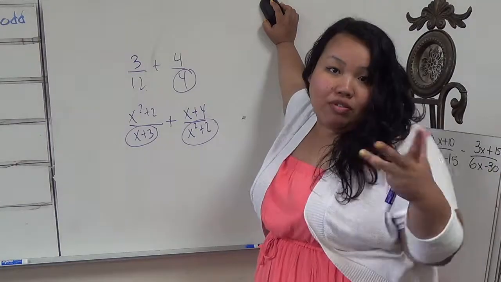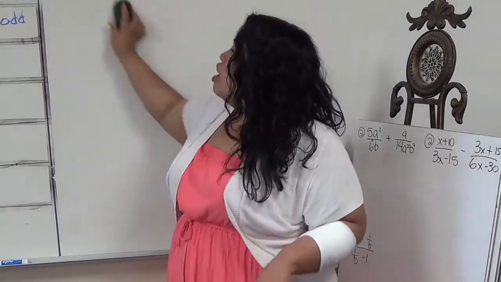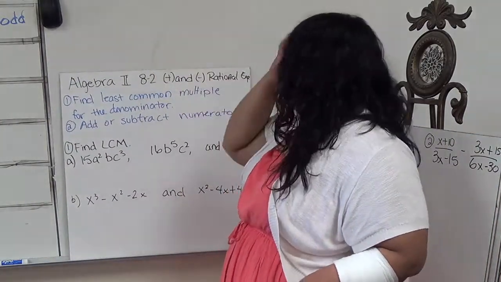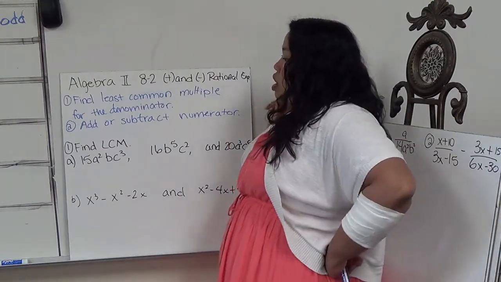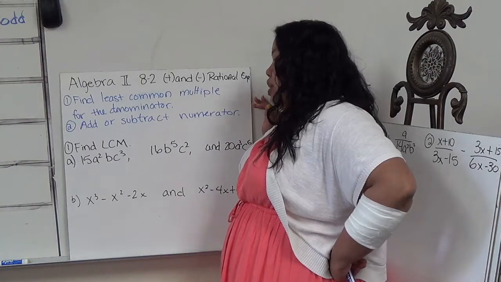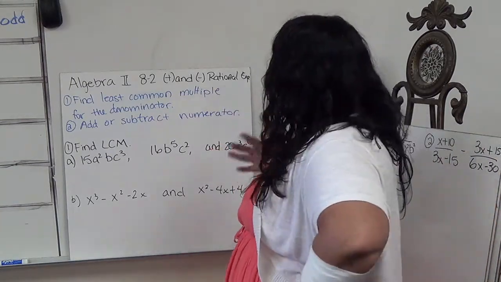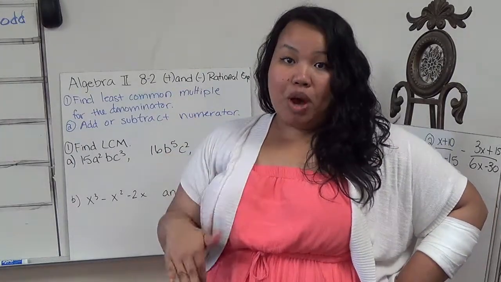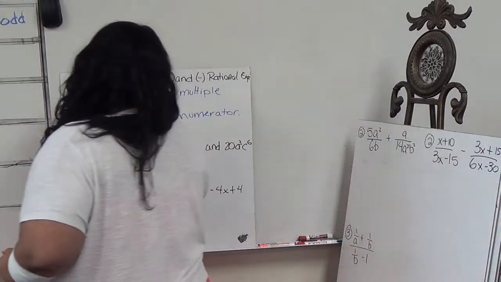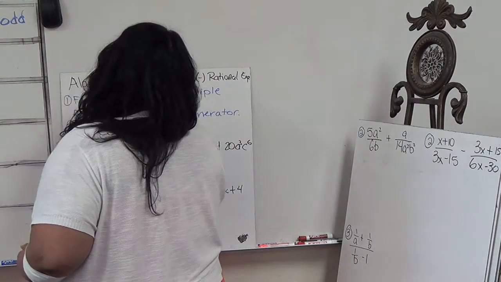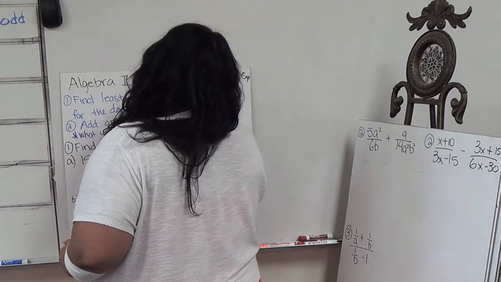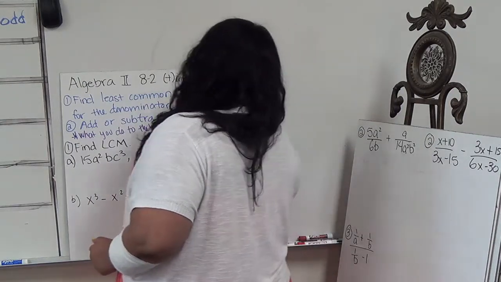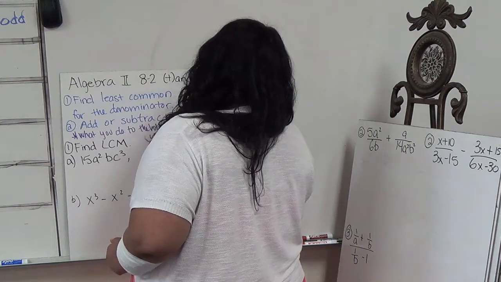So basically we're just adding and subtracting, trying to find common multiples. The only hard part is that we have to find that common denominator, and it's a little bit more difficult with rational expressions. So the first thing is we need to find the least common multiple for the denominators. Then we add and subtract the numerators. But anytime I change a fraction, whatever I do to the bottom, I have to do to the top. That's important to remember. What you do to the bottom of a fraction, you do to the top.